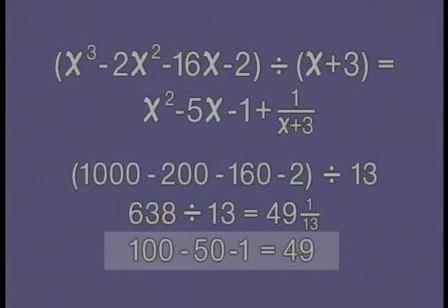Well, let's look at our answer. Our answer was x squared minus 5x minus 1, which is 100, minus 50, minus 5 tenths, minus 1, which is 49, with the remainder of 1. And 1 over 10 plus 3 is 1/13. So indeed, it checks in both ways, plugging the 10 into the actual problem and working out the arithmetic, or plugging the 10 into the answer, we get 49 and 1/13.